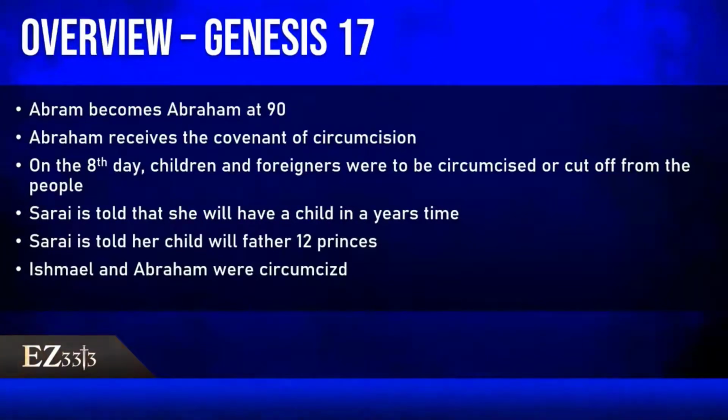Sarah is told that she will have a child in a year's time. Sarah is told her child will father 12 princes. So her immediate child, Isaac, isn't who fathered the 12 princes. It was Israel, which is Jacob. And so it goes: Sarah having her child Isaac, Isaac has Jacob, and this is where these 12 princes come from. And then Ishmael and Abraham were circumcised. So both Muslims and Jews do practice circumcision, and it comes right here from Genesis 17.